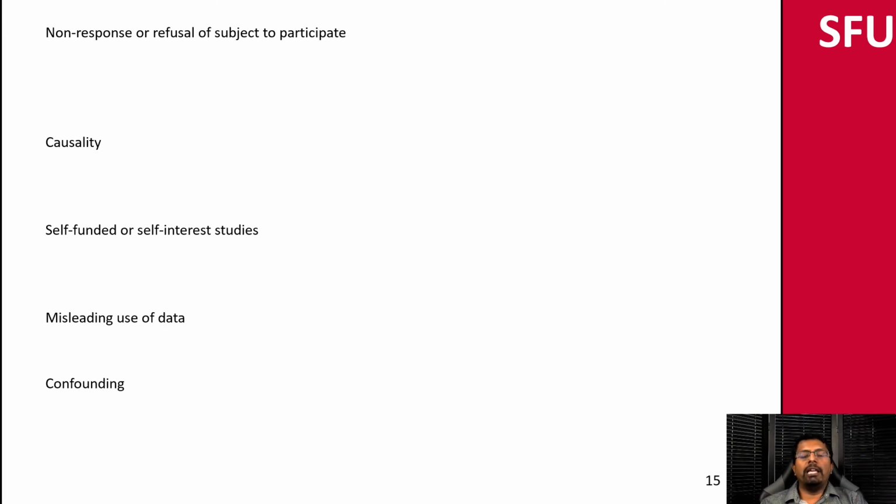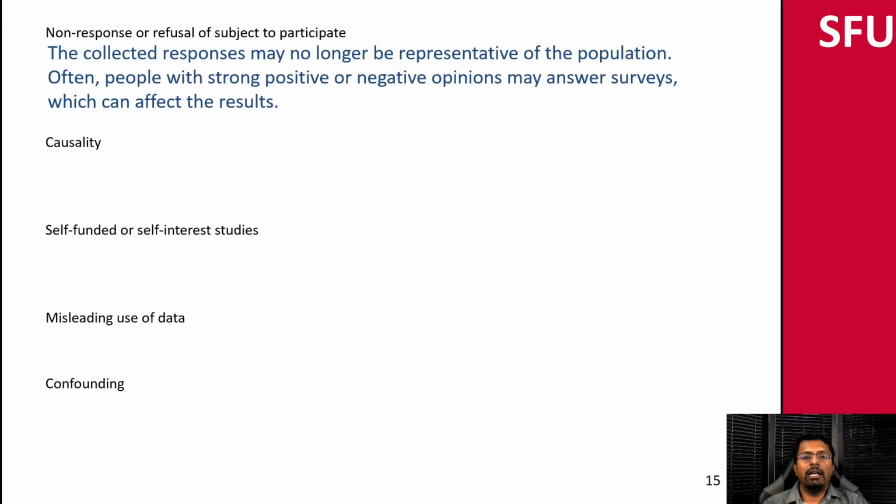The other issues with sampling would be non-response or refusal by the subject. The collected sample may no longer be representative of the population. Often people with strong positive or negative opinions might give a response, and you may not actually get a very good representation. And then there is an issue with causality. What that means is you might observe some things that are occurring together, and you might conclude that one is causing the other, but that may not always be true.